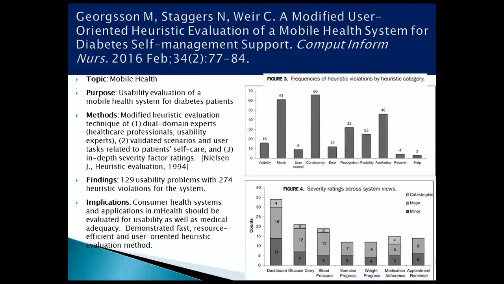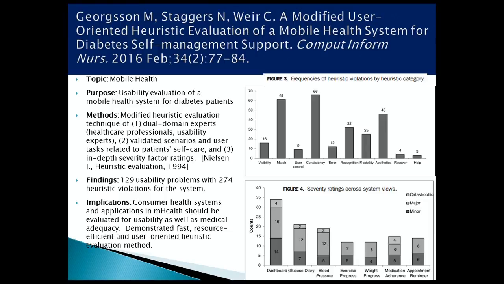So, mobile health. This was titled A Modified User-Oriented Heuristic Evaluation of a Mobile Health System for Diabetes Self-Management Support. This was a patient-facing, consumer-facing system to track diabetes care. They were doing the usability evaluation of it. Nielsen is well known for a heuristic usability evaluation and the components that you should look at. They were trying to see, is there a fast or more efficient way that this can be done for tools like this? Who should be doing it and exactly how?